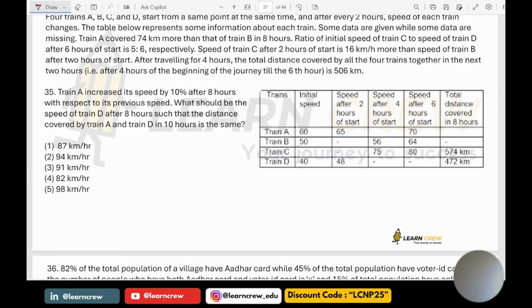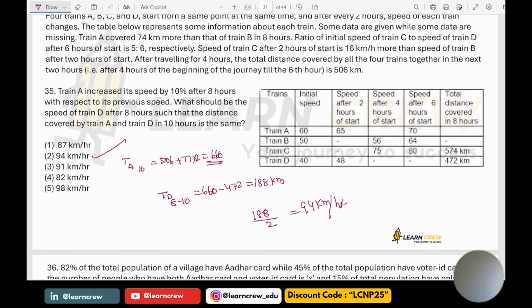Now 35th question. Train A increased its speed by 10% after 8 hours, with respect to its previous speed. What should be the speed of train D after 8 hours, such that the distance covered by train A and D in 10 hours is the same? So the total distance covered by train A in 10 hours is 506 plus 77 into 2, which is equal to 660. Now the distance that train D would have traveled between 8 to 10 hours would be 660 minus 472, which is 188 kilometers. Therefore, the required speed has to be 188 by 2, which is 94 kilometers per hour. So 94 kilometers per hour is the 8 to 10 hour speed for train D.